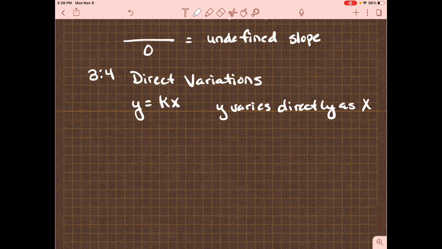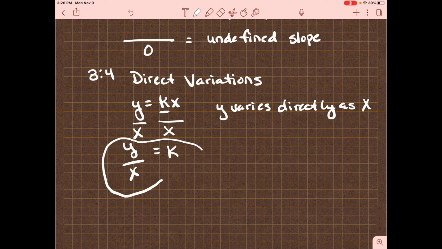When we say y varies directly as x, we need to find out what k is. We can find out what k is if we solve for k, and we just do y over x. Anytime they give us a y and an x, we can just put the y over the x, and we have the slope of the graph. So whenever we say k, we're talking about slope.